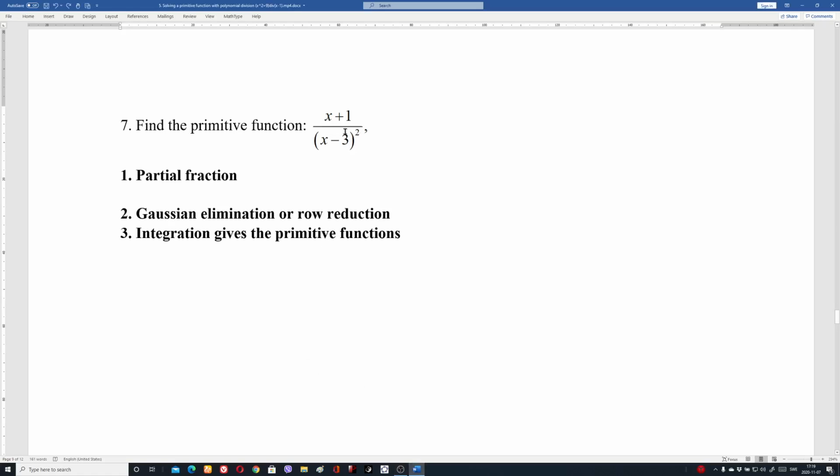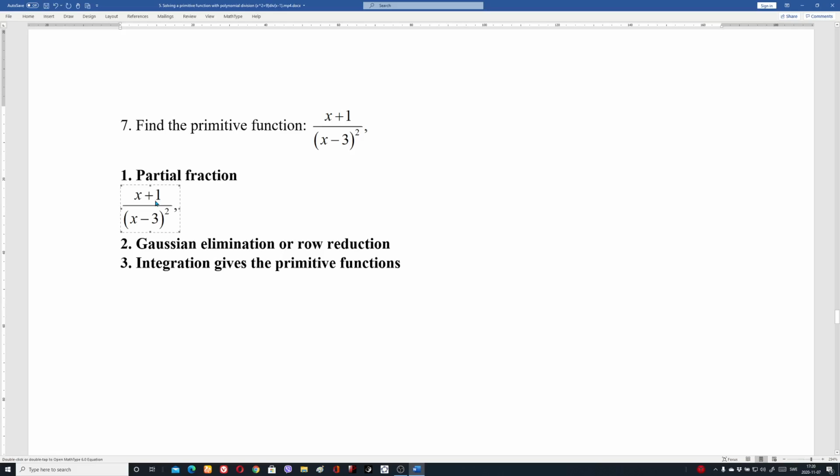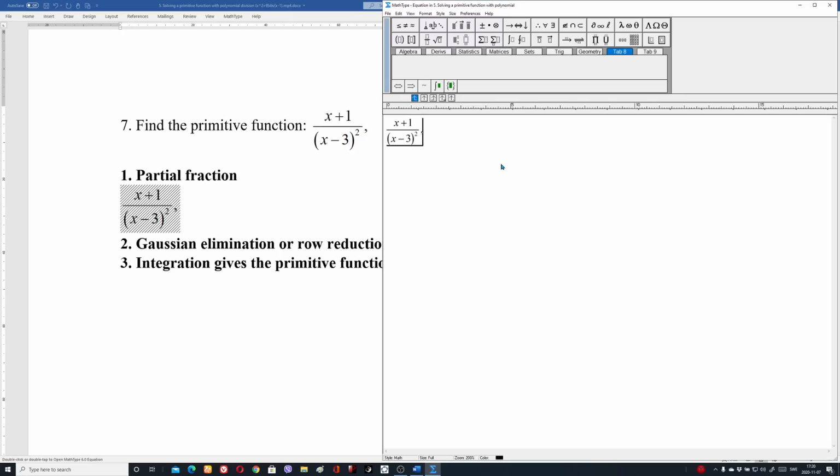Today we will solve this equation here and find the parameter function. Okay, so first of all I will do a partial fraction. And how can I do that?